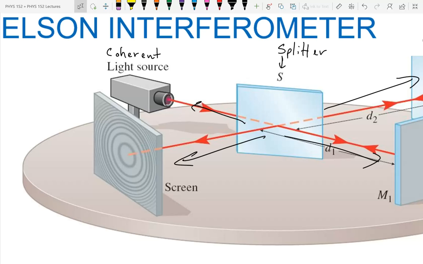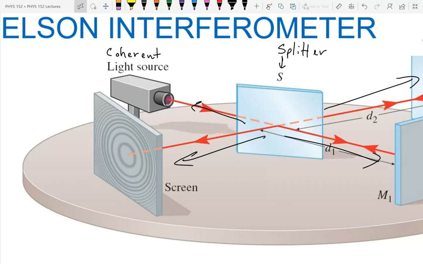So I started with two beams that were perfectly coherent, perfectly in phase. They go down two different paths, they come back, and then they join up together. And we look to see how the two beams are going to add together. Are they going to give us constructive interference or destructive interference?